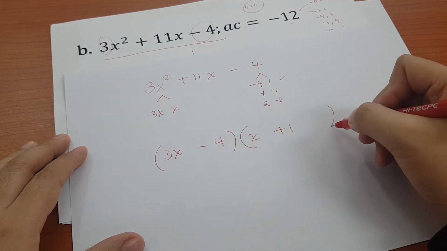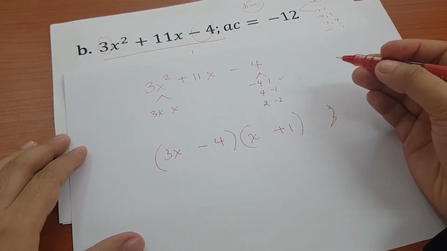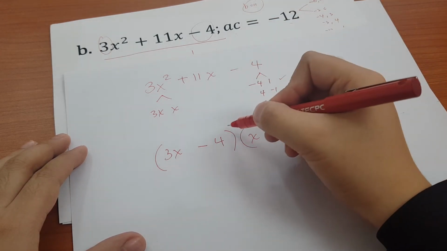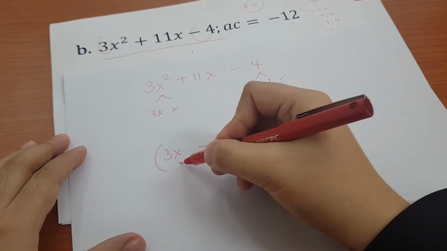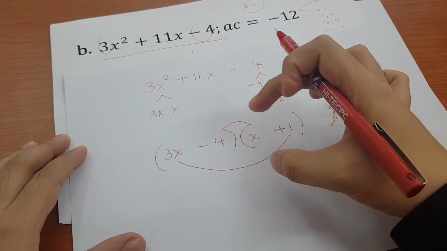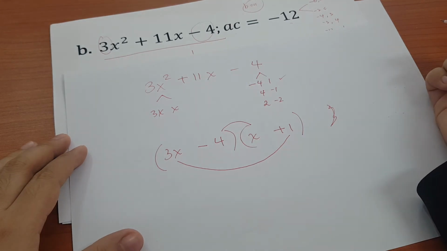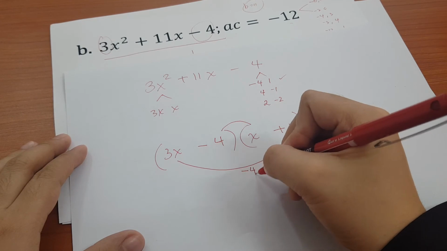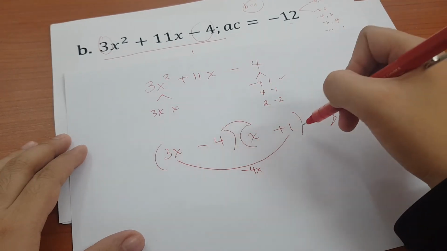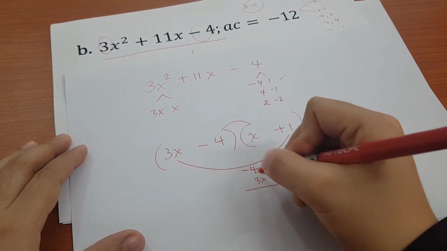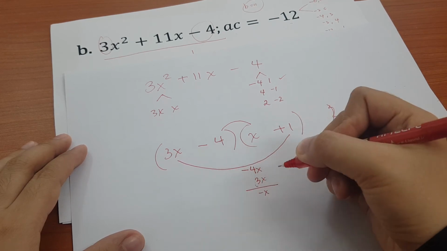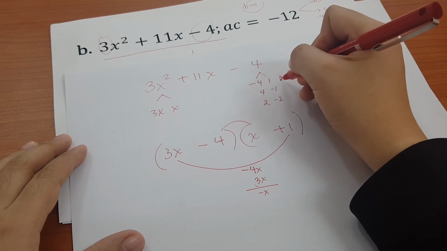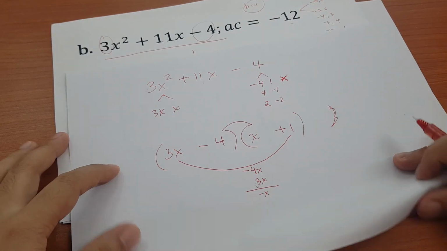How to check whether this is a right factor? That means if we multiply these, the total should be 11x when we add them. So minus 4 times x, it's minus 4x. 3x times 1, it's 3x. And so if you add it, it's minus x, which is not the middle. Therefore, this is not the right factor. So we will move to the next factor.